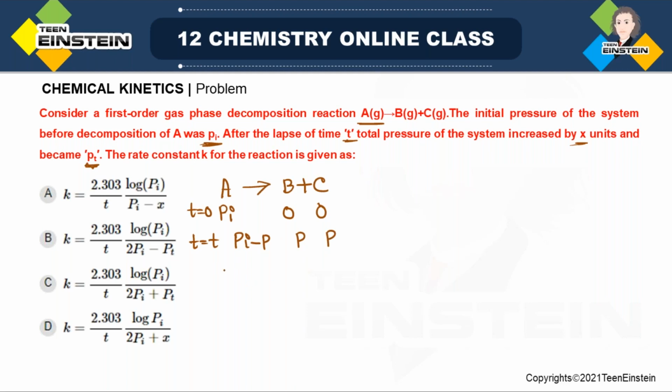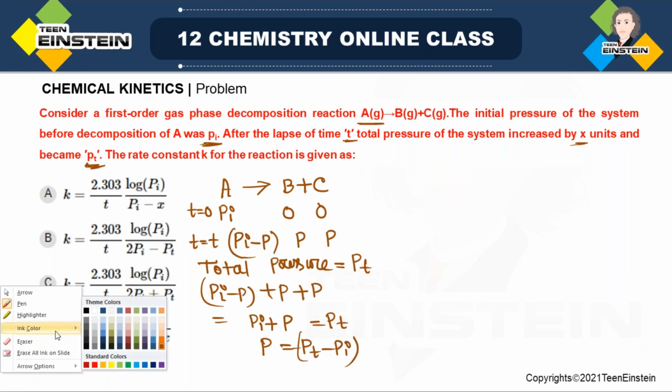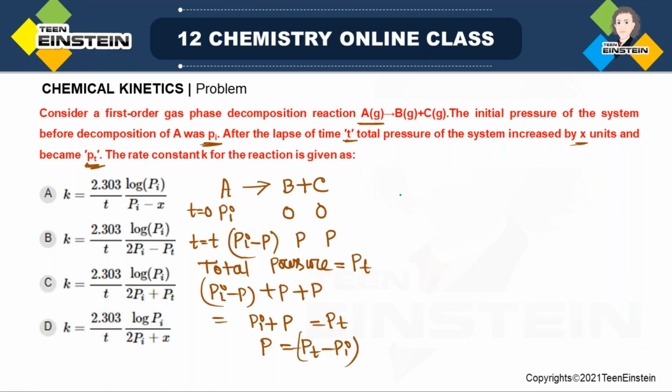Okay. Now total pressure, just add all these values. Pi minus P plus P. So ultimately it will be Pi plus P. Now total pressure is actually Pt also. So this value is equal to Pt. So P will be equal to Pt minus Pi. Up to this part, any doubt? Next.